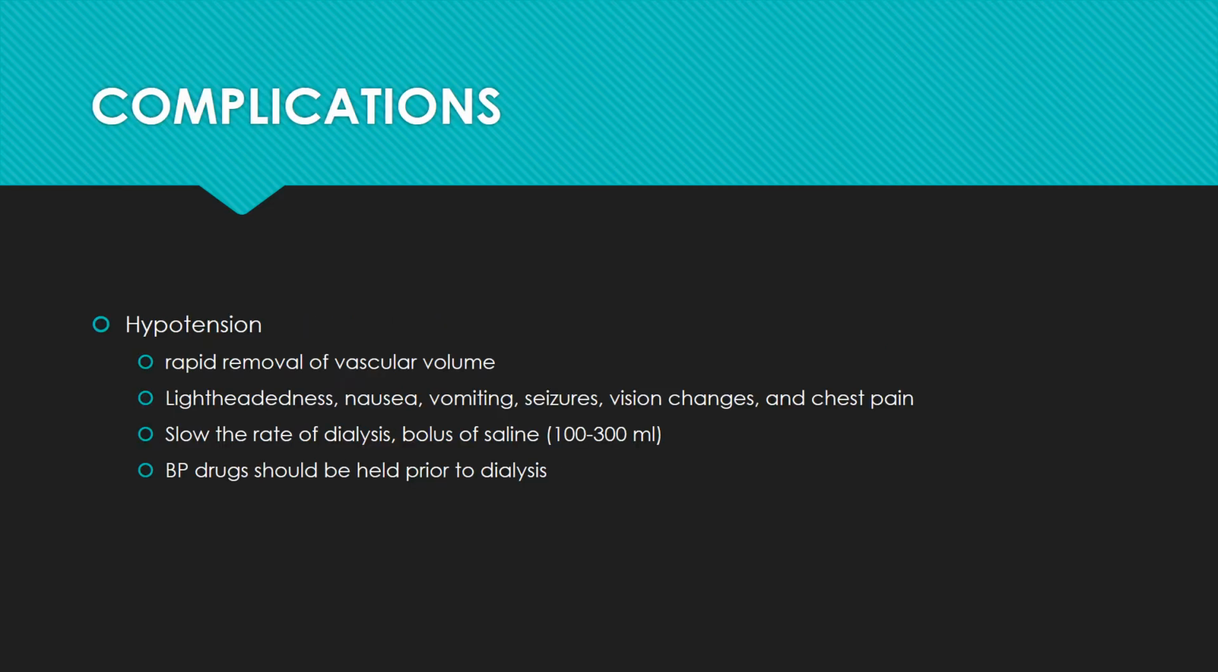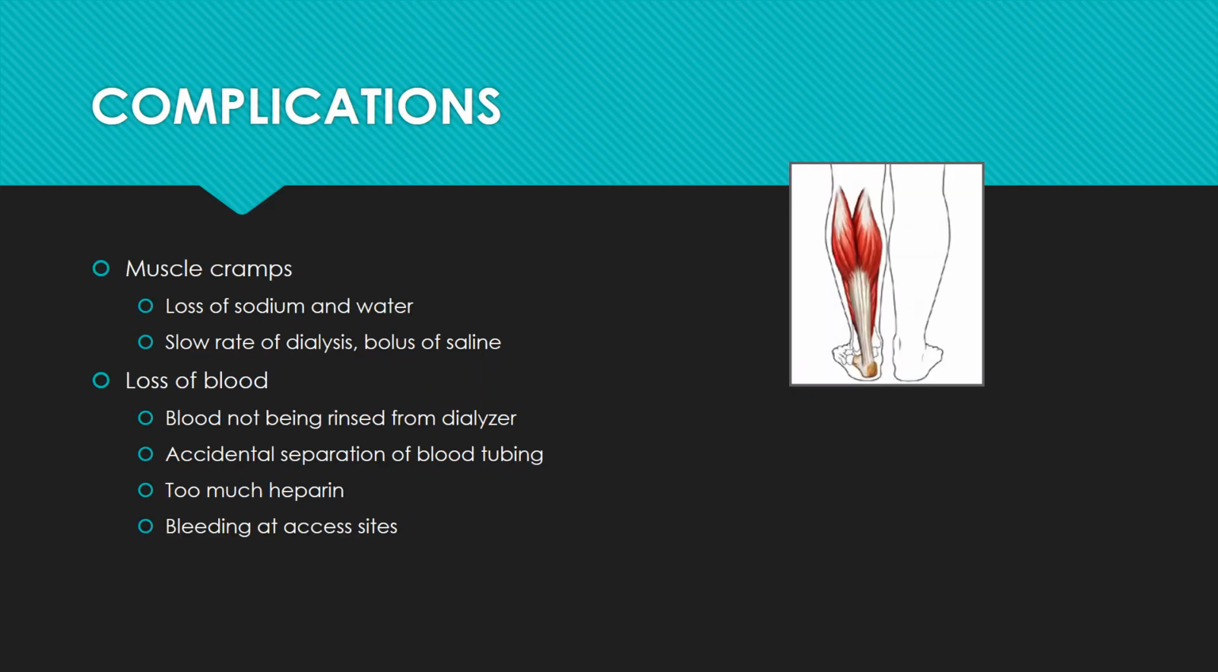Complications, big one is hypotension. Because of a rapid removal of vascular volume, they get lightheaded, nausea, vomiting, seizures, vision changes, and chest pain. If that happens, we're going to slow the rate of dialysis, maybe give them a bolus of saline, and we want to make sure that we hold their blood pressure drugs prior to dialysis. Other complications include muscle cramps due to a loss of sodium and water. If that's the case, you want to slow the rate of the dialysis, give them a bolus of saline.